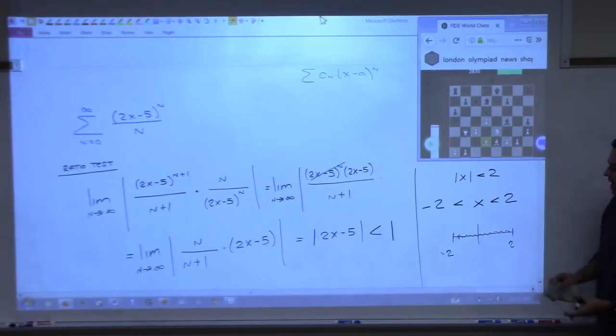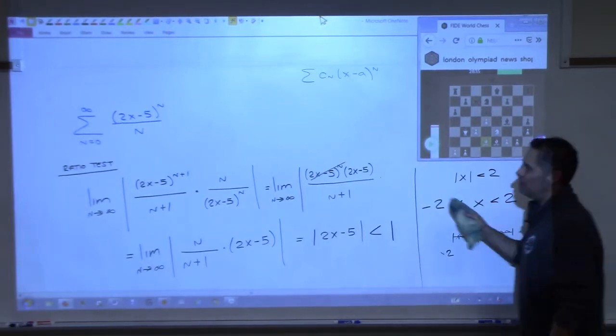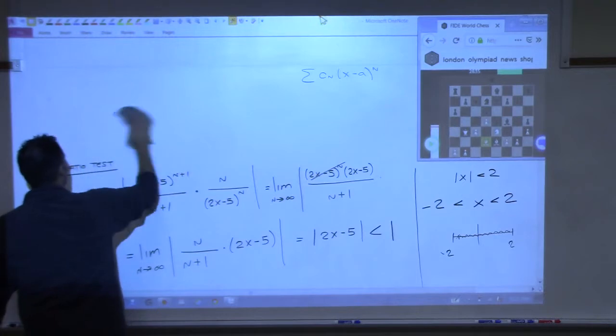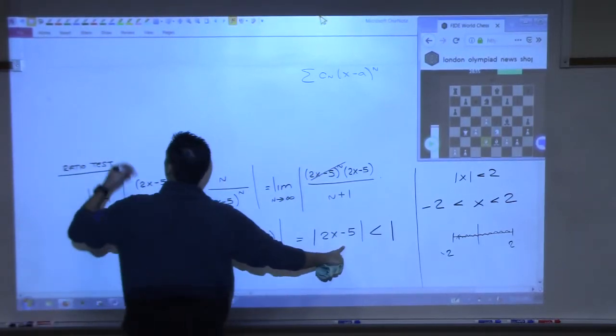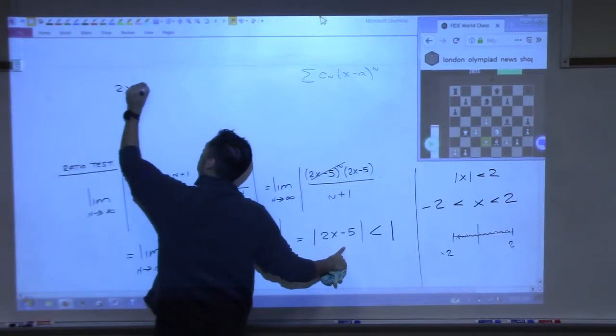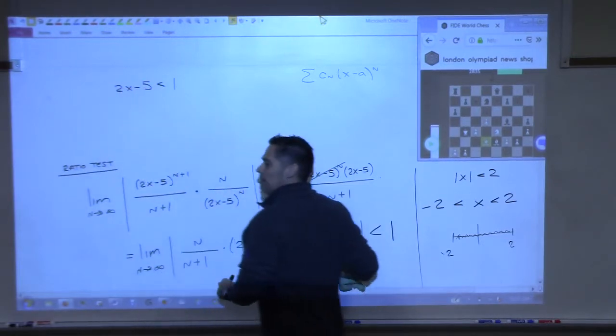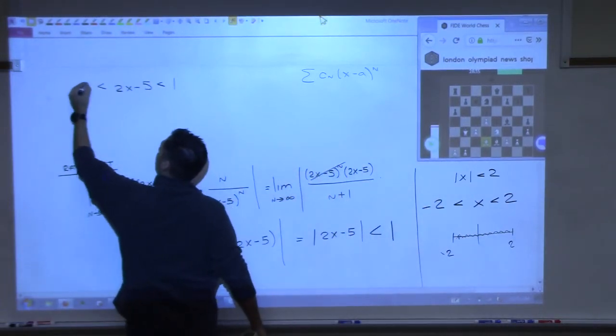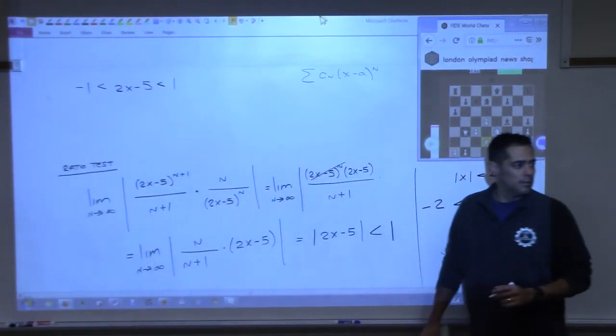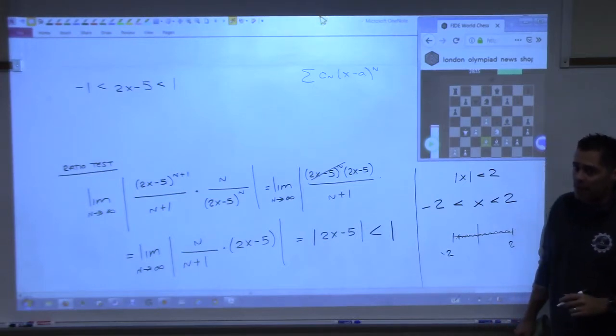So with that simple little explanation of how absolute values work, this right here simplifies to be what? 2x minus 5 must be less than 1, right? But that whole thing has to be greater than negative 1. Y'all with me? Okay, let's solve for x.